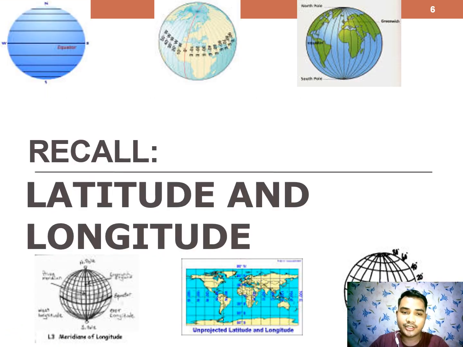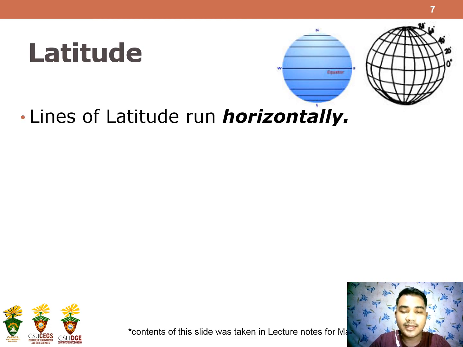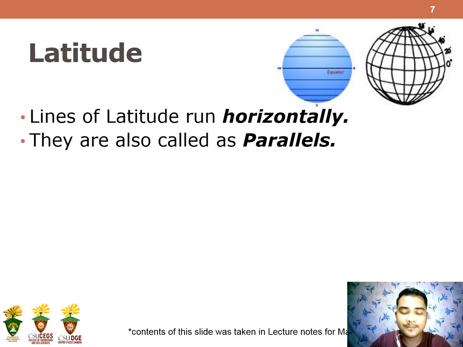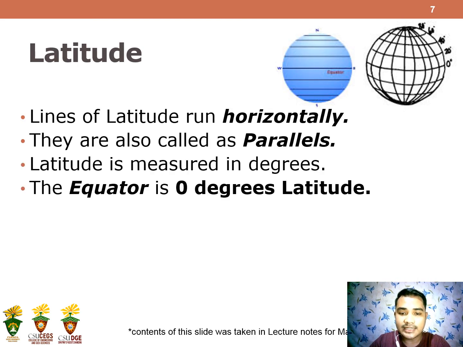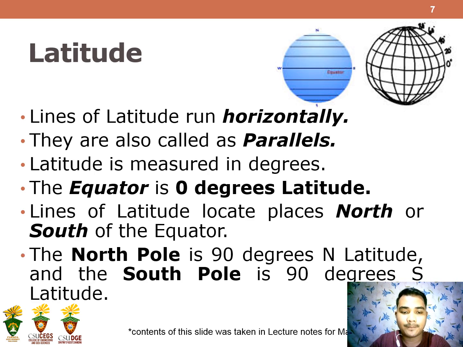Before we start the discussion about this topic, we are going to recall first all about latitude and longitude. Here are some facts about latitudes. The lines of latitude run horizontally. They are also called parallels. Latitude is measured in degrees, and the equator is 0 degrees latitude, and the lines of latitude locate places north or south of the equator. The North Pole is 90 degrees north latitude, and the South Pole is 90 degrees south latitude.